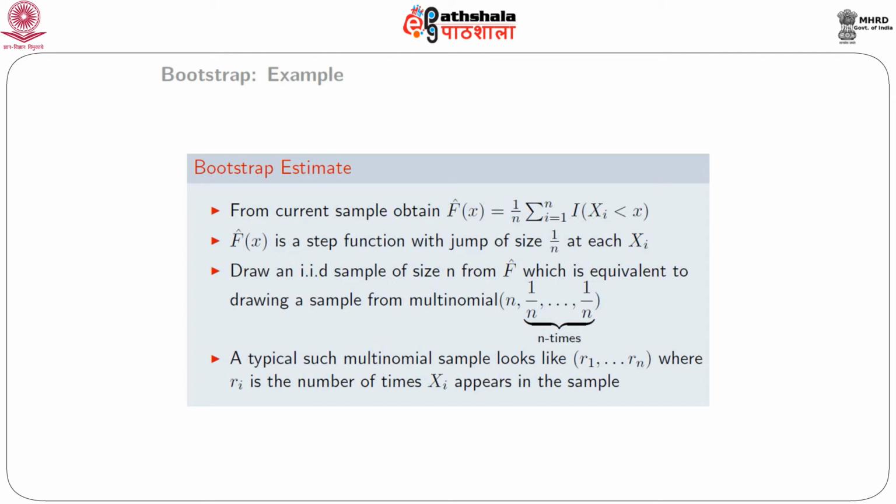So, the first 1 by n is for x1, the second 1 by n is for x2, and the last 1 by n is for xn. So, that is equivalent to drawing a typical multinomial sample, and let that multinomial sample look like R1, R2, ..., Rn, where Ri is the number of times ordered xi occurs in the subsample.